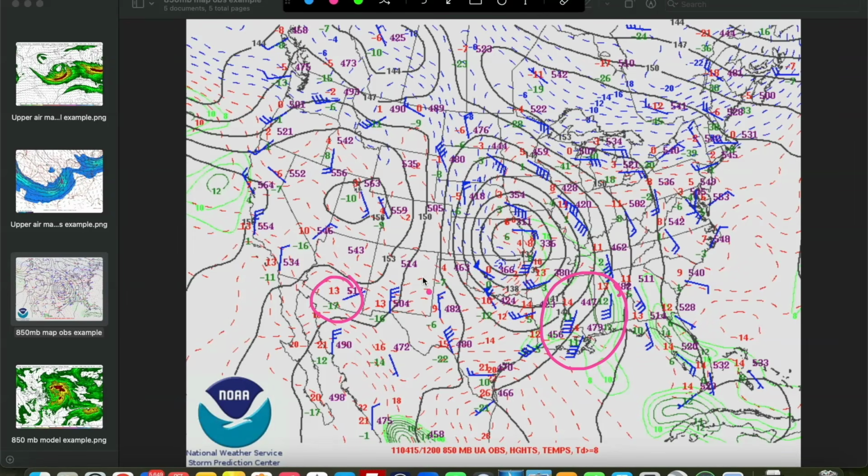One last note on the SPC 850 millibar maps, they do an isodrosotherm analysis beginning at dew points of 8 degrees Celsius every 2 degrees.